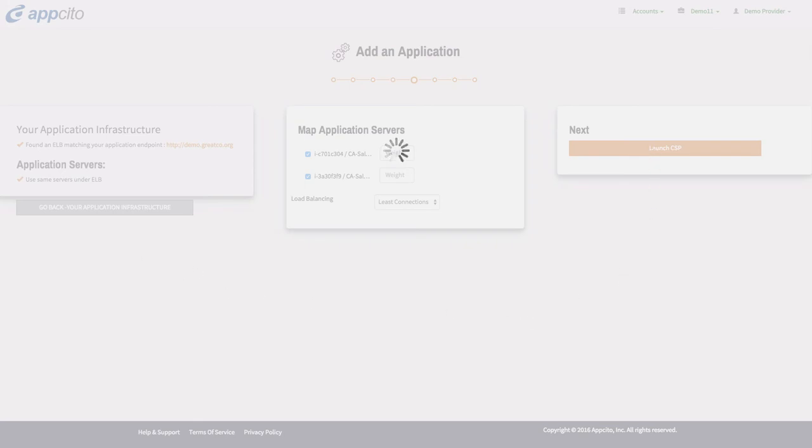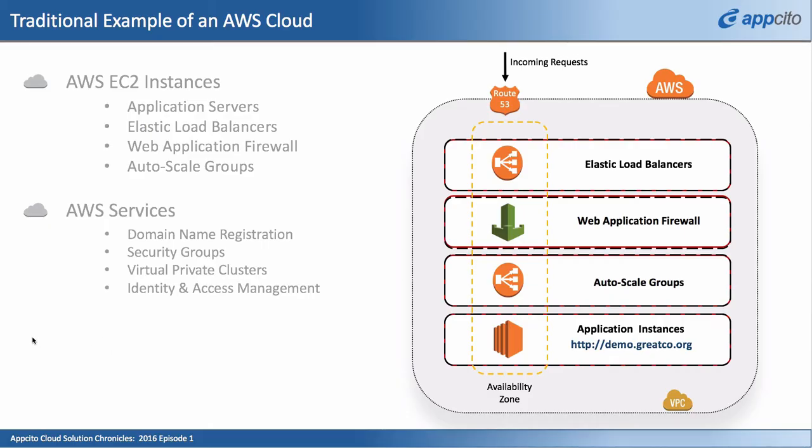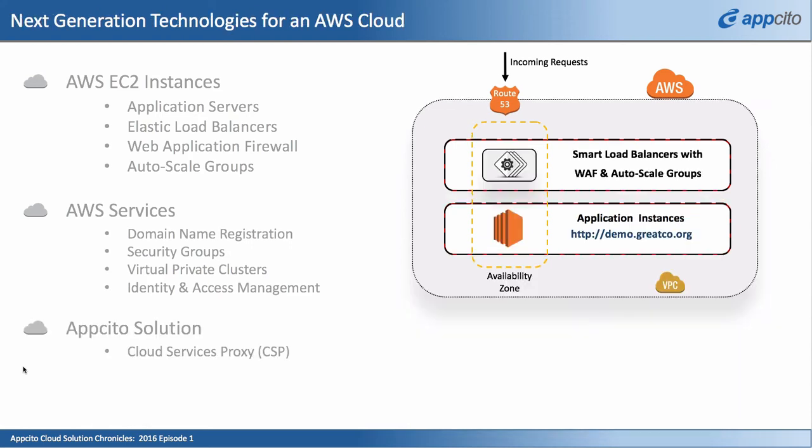So essentially what we're doing here is we're going to introduce a cloud service proxy by replacing those three different tiers, and the smart load balancers with the web application firewall and the auto scaling groups are now being serviced by this cloud service proxy.